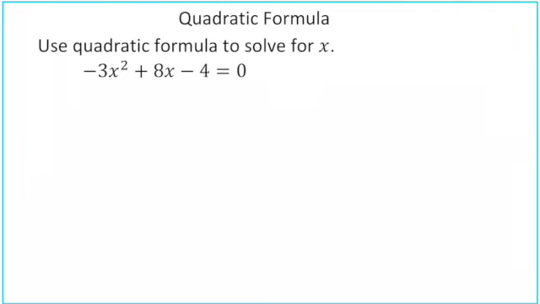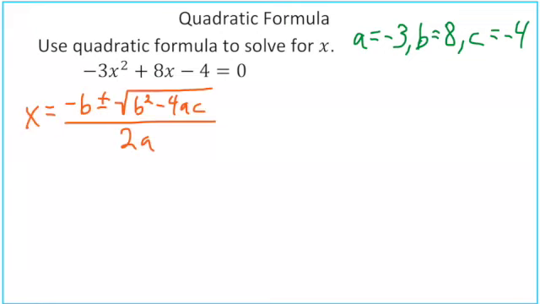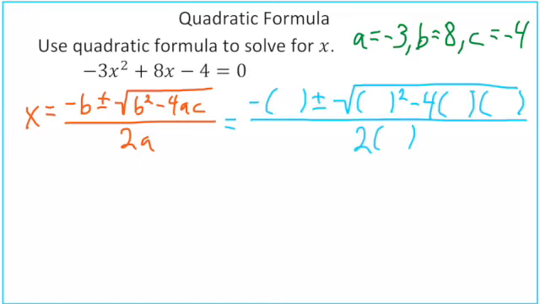Let's go ahead and try another one. So we start by identifying that our a value is negative 3, our b value is positive 8, and our c value is negative 4. Now we should go ahead and copy our quadratic formula. And then again, I like to copy it again and leave spaces for my numbers.